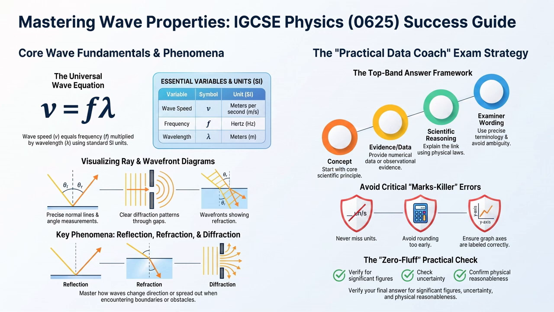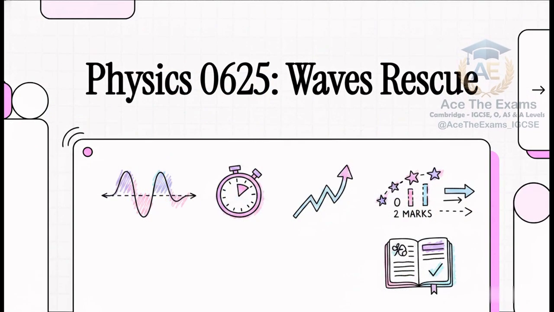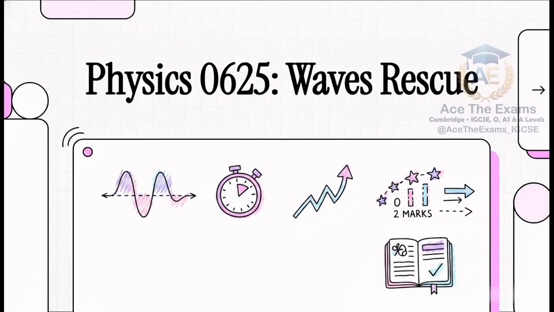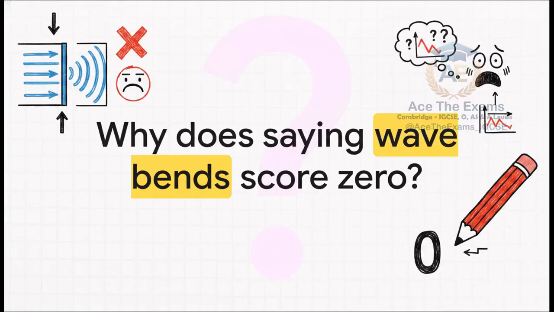Give me exactly 60 seconds, and I am going to rescue that failing wave properties exam answer of yours from a guaranteed 0 straight to full marks. No fluff, no filler, just the exact strategies you need to survive your Cambridge Physics 0625 paper. Let's do this. Okay, listen to this answer.